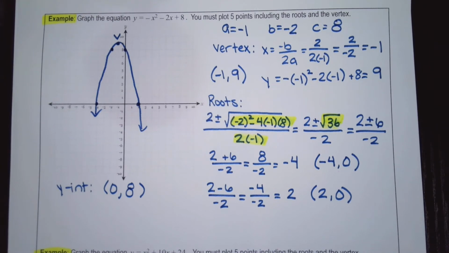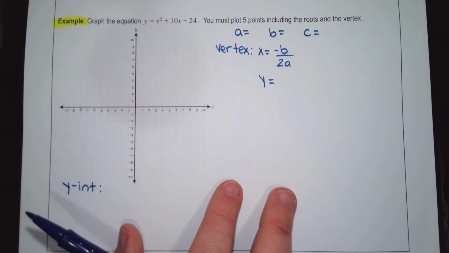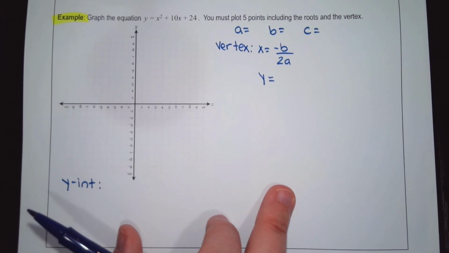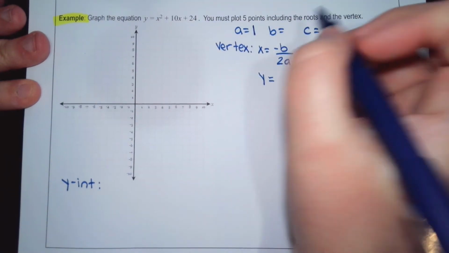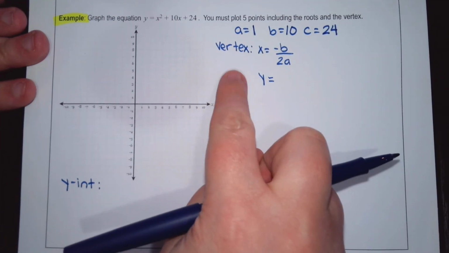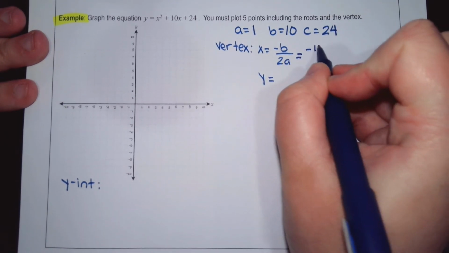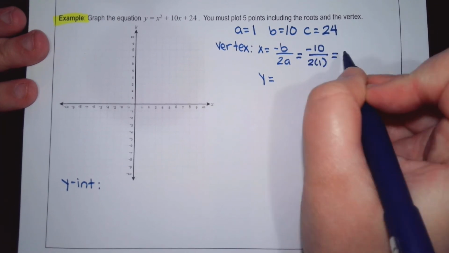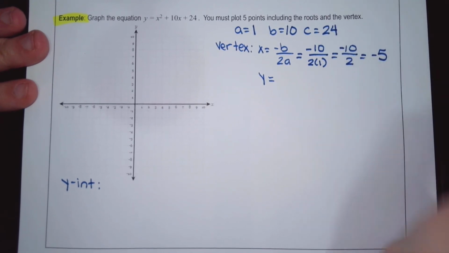All right. So last example, and then we will be done with our lesson 11 notes. We want to graph y equals x squared plus 10x plus 24. So my a is 1, my b is 10, and my c is 24. Again, we start with finding the vertex. x equals negative b over 2a. So negative 10 over 2 times 1, which is negative 10 over 2, which is negative 5.